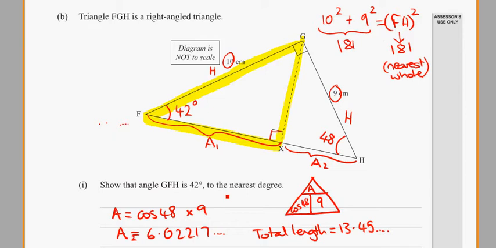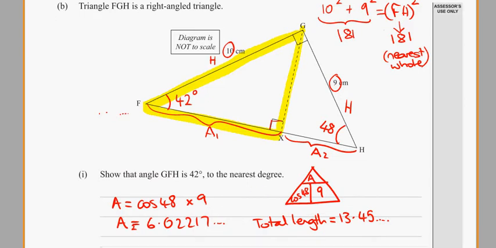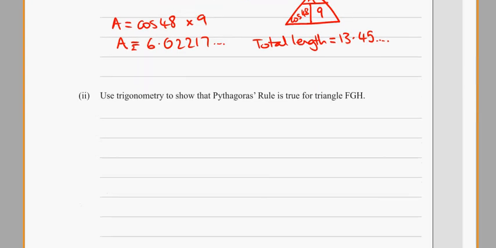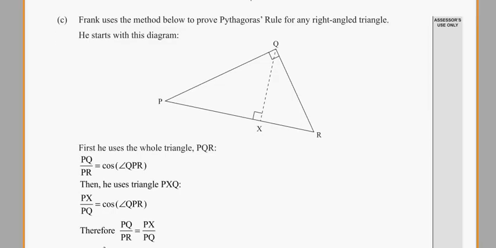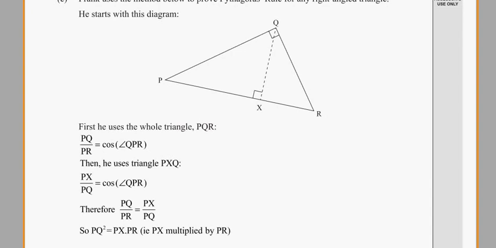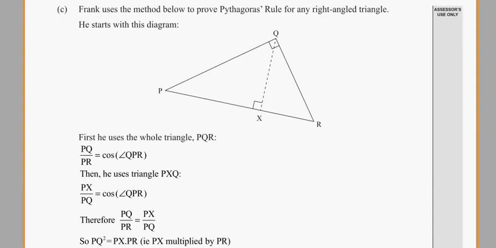Right, now we're on to the last part of this question. There's a lot of space there for your working for the last part. Right, this one's going to get difficult as well. Proving Pythagoras' theorem for any right angle triangle. He starts with this diagram. First he uses the whole triangle. So let's highlight the whole triangle. That's the right angle triangle we're using, and there's the right angle up there. So this would be the hypotenuse down here.